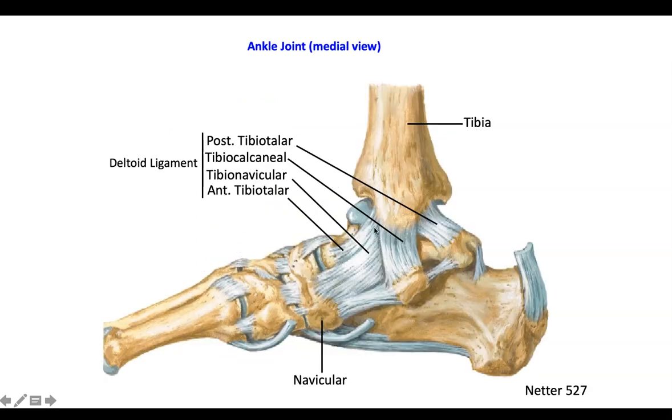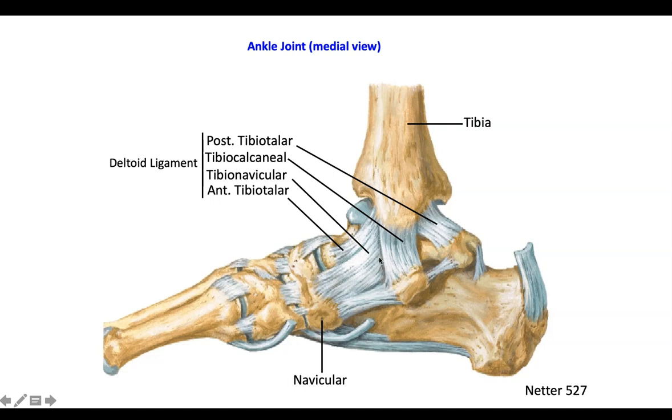The medial ligament connects the medial malleolus of the tibia with the calcaneus, talus, and navicular bone. The medial ligament is stronger than the lateral ligament of the ankle joint. The medial ligament is triangular in shape, and this ligament is delta shaped. That's why it is also called the deltoid ligament.